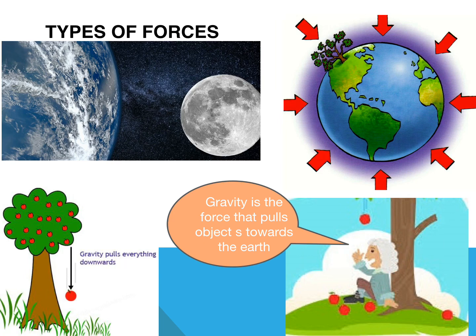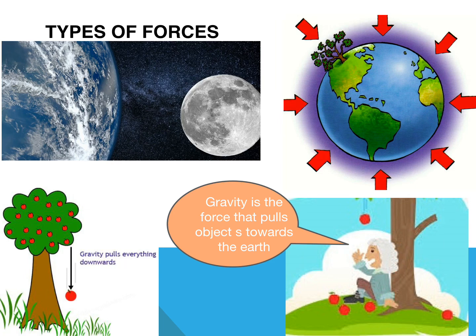Let's talk about the types of force. First, gravity. What is gravity? Gravity is the force that pulls things toward the earth. So the force that makes you stay on the surface of the earth is gravity. Gravity is what makes things fall down on the surface of the earth.